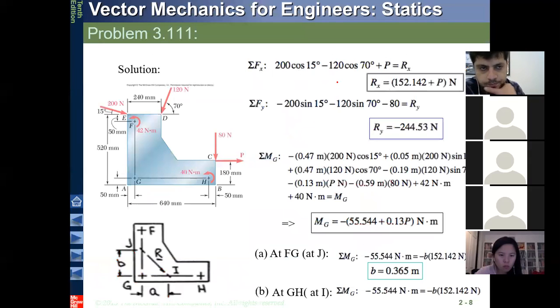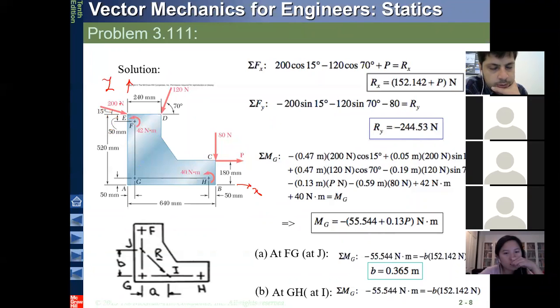All right. Let's calculate the resultant of these two forces in x and y direction. This is x direction and this is y. And you have to calculate the resultant for three forces. For the 200 Newton force, you have a 15-degree angle with respect to the x direction, and it is in the positive direction.